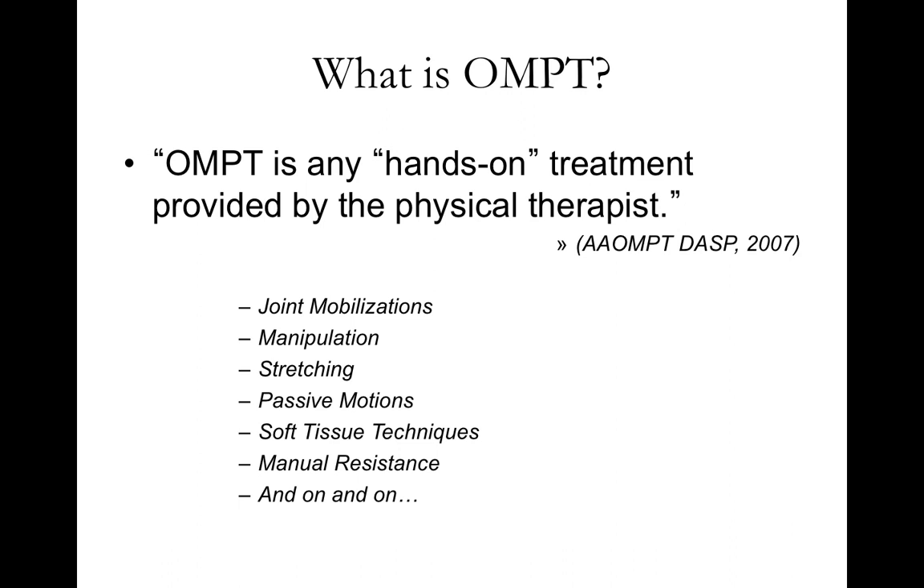Before we go any further, let's define the term orthopedic manual physical therapy. Joint mobilizations are going to fall under this category umbrella of physical therapy interventions. According to the description of advanced practice published by the American Academy of Orthopedic Manual Physical Therapists in 2007, OMPT includes any hands-on treatment provided by the physical therapist. So this can include joint mobilization, manipulation, stretching, passive movement, soft tissue techniques, and manual resistance.